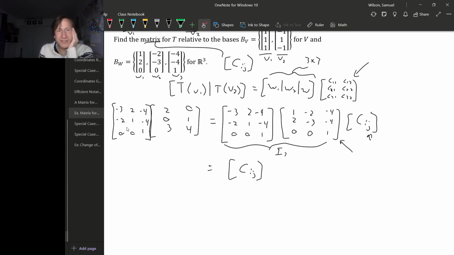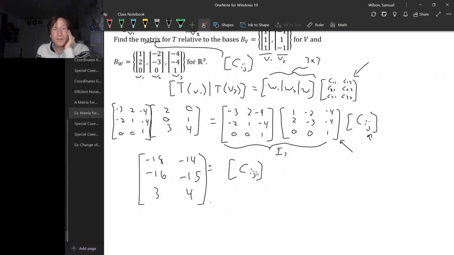So to work out the C matrix, we just need to do this matrix product here. So let's see, 2, 0, 3 times minus 3, 2, 4. So minus 6, minus 12, that's minus 18. And then minus 4, minus 12, that's minus 16. And then 3. And then for our second column, 2 minus 16 is minus 14. And then 1 minus 16 minus 15, and 4. So there's our matrix, there's our C matrix.